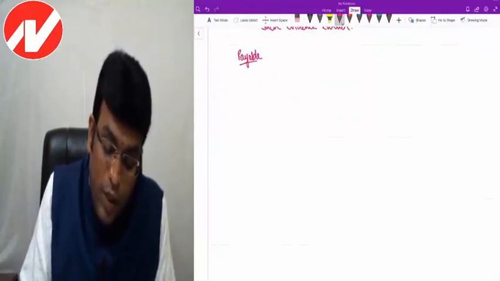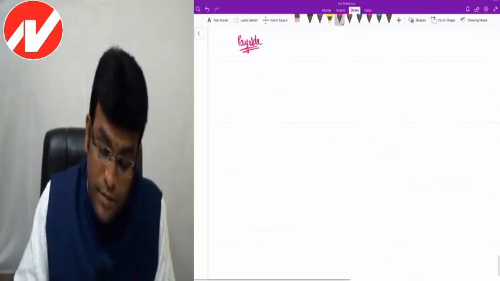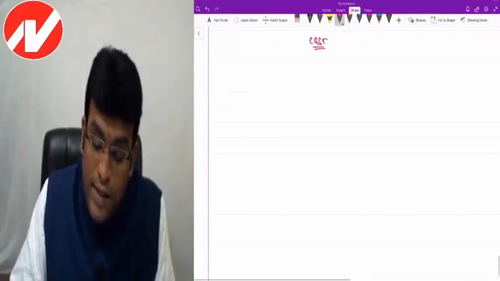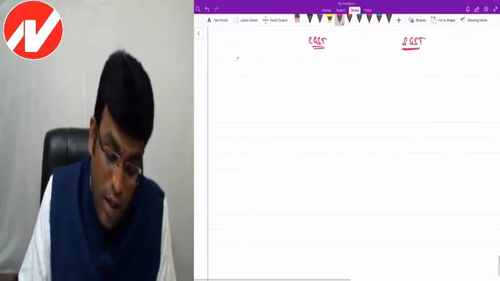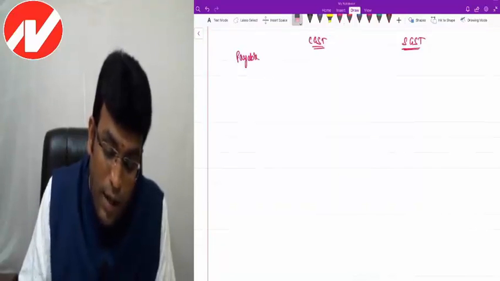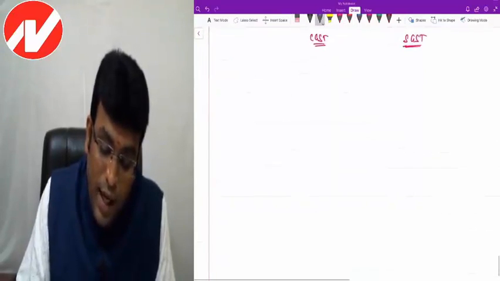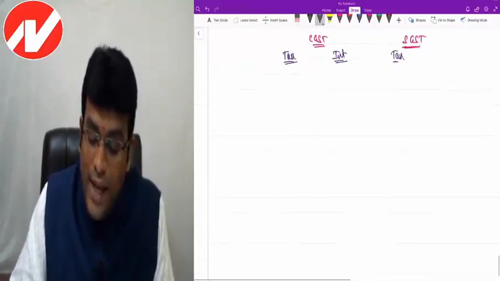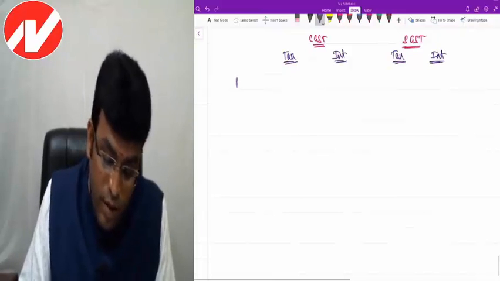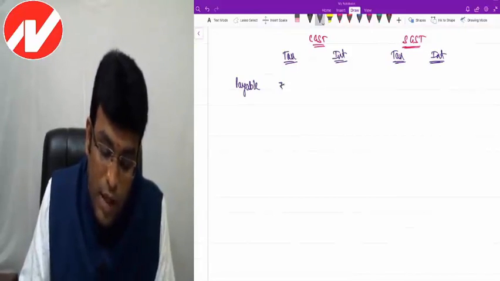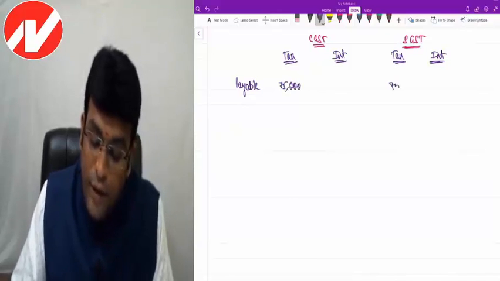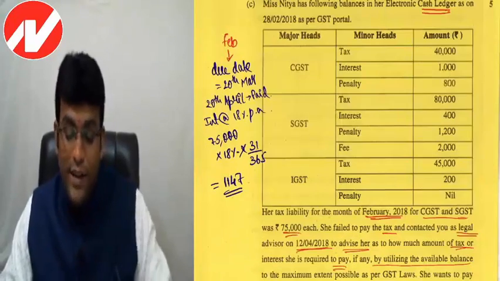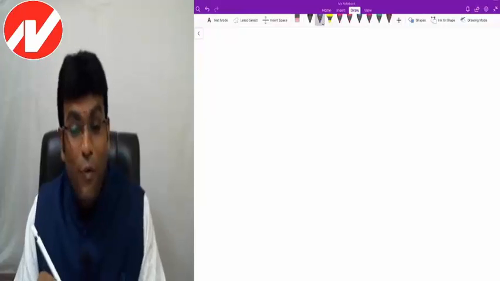What is payable is only CGST, SGST. I'll take columns as tax, interest. Here also tax, interest. What is payable, guys? 75,000. 75,000 is the tax part. What was the interest component? 1147. Interest component was 1147.